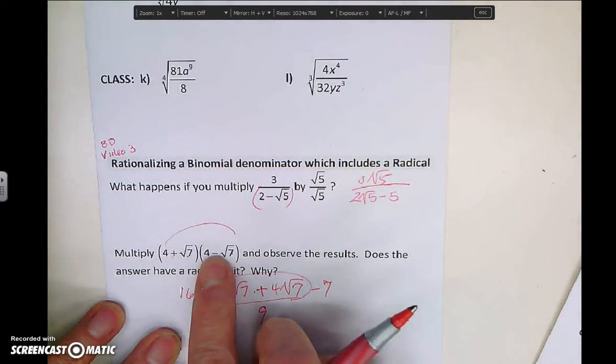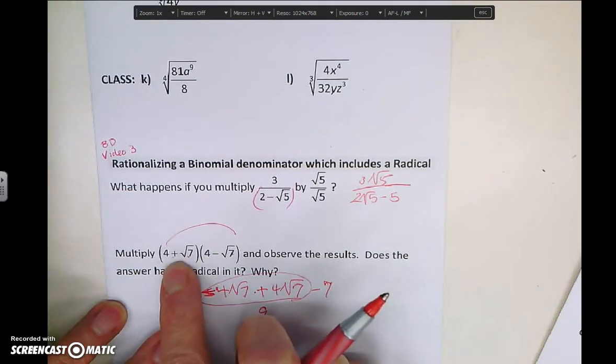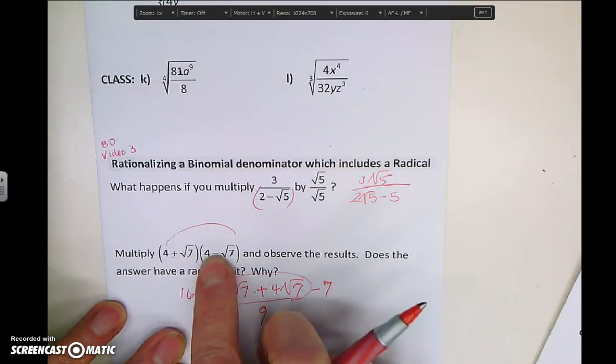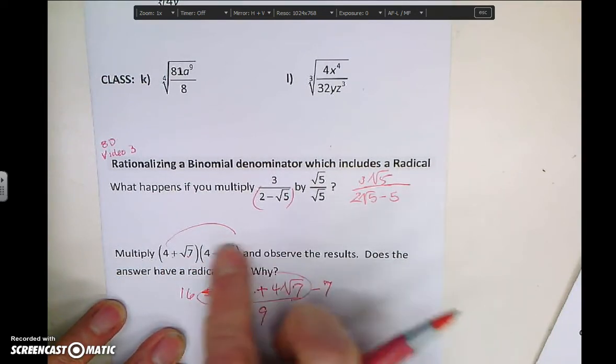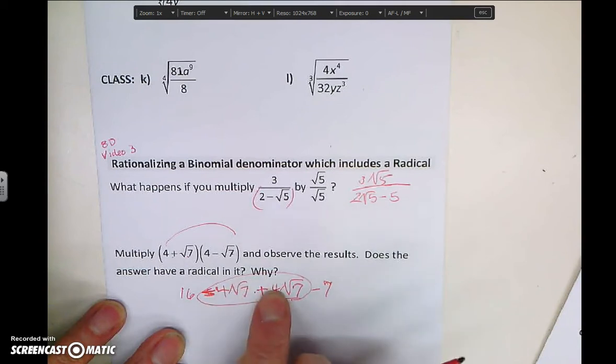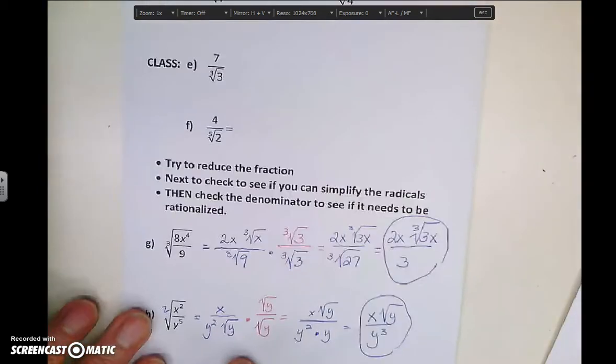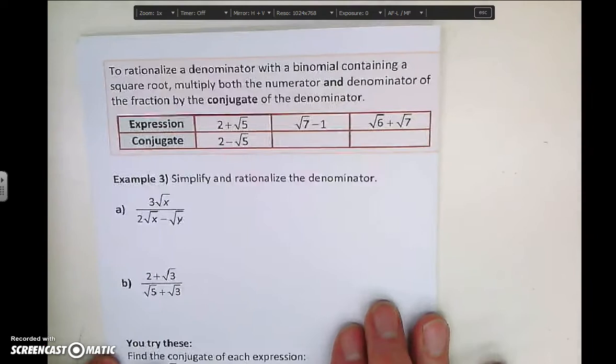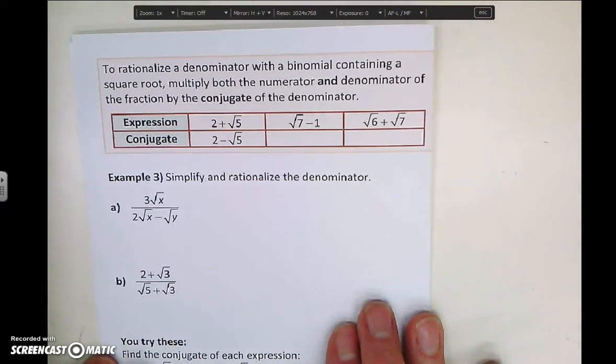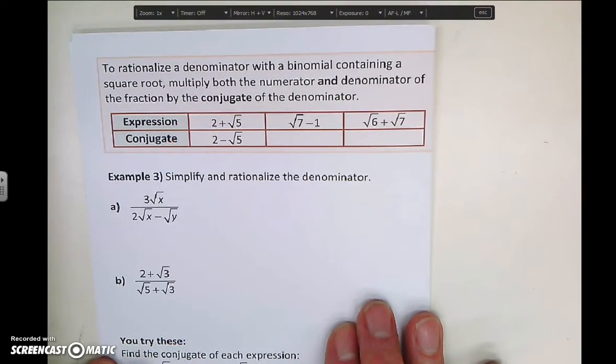So when I multiply by the same two numbers, but with the opposite sign in the middle, when you FOIL it, the outside and the inside come out to be the same thing, but one's negative and one's positive, and they subtract out, and you get rid of them. So that's going to be our plan on this as we work through it. So to rationalize the denominator with a binomial containing a square root, you must multiply the numerator and the denominator of the fraction by what's called the conjugate of the denominator.